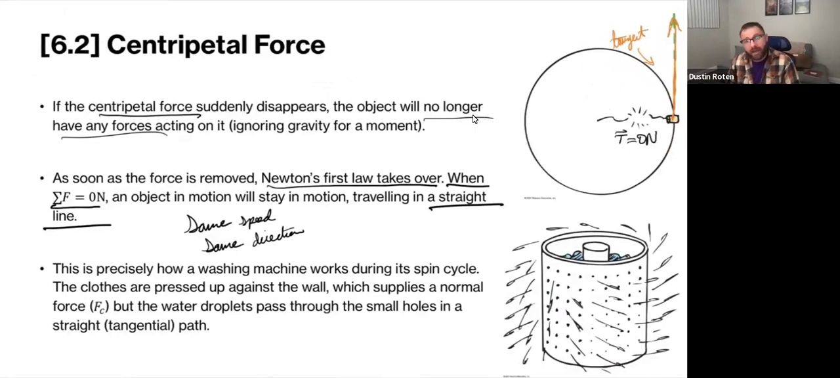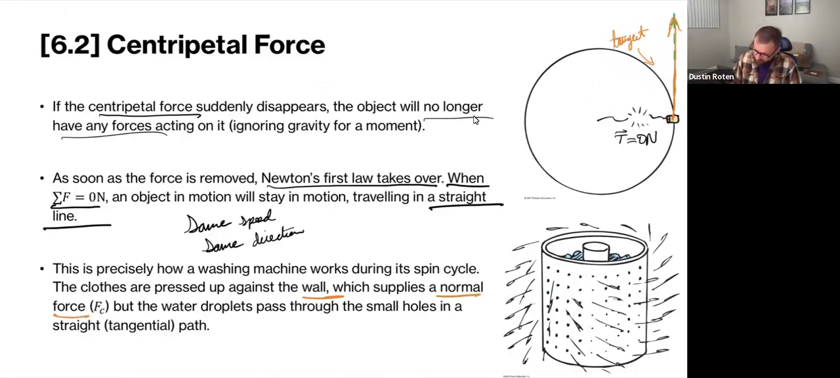And this is exactly how a washing machine works during its spin cycle. So the clothes, it's spinning, the clothes are pressed up against the wall of the drum. Okay, so the clothes are pressed up against the wall. Newton's third law says there's got to be a reaction. So the wall is going to push back with the normal force, right?